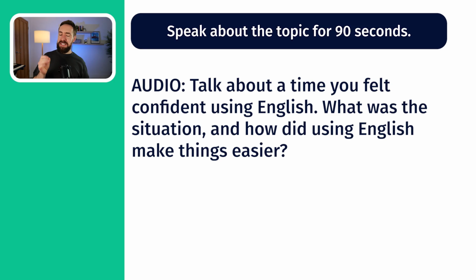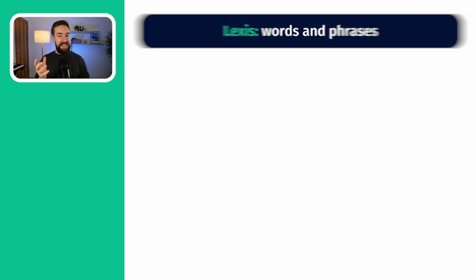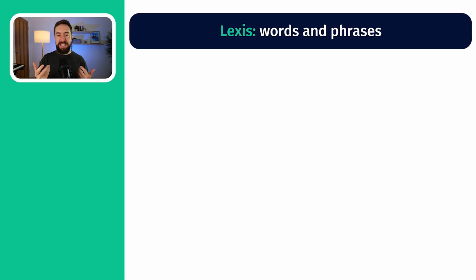So let's take a look at another one of those old listen then speak questions, and this will give us an idea. So this one says, talk about a time you felt confident using English. What was the situation and how did English make things easier? So we've got 5 words that are related to learning English and learning language in particular. So we have lexis, which is words and phrases, also like vocabulary. Lexis is the high-level way of saying that.